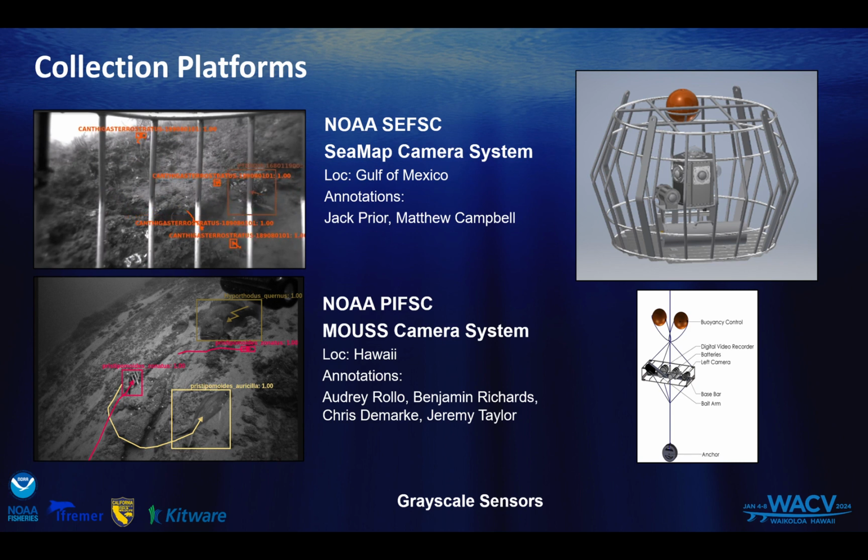The first dataset shown here, the NOAA Southeast Fisheries CMAP dataset collected in the Gulf of Mexico, has multiple cameras within a cage, so the bars of the cage are visible. This creates extra occlusion difficulties in processing the dataset. The second, data from the NOAA Pacific Islands mouse camera system, contains a bait within many of its videos, which disperses food at a fixed interval.